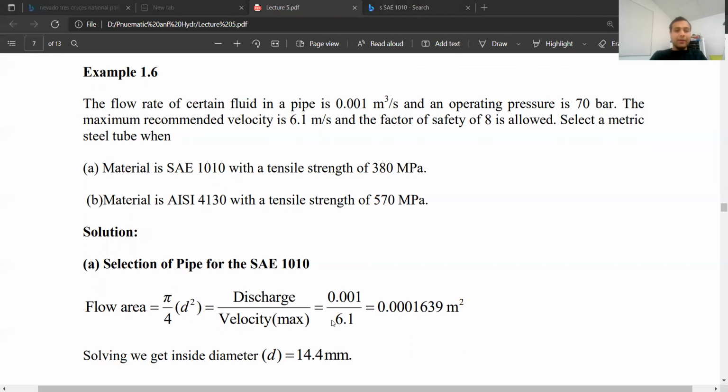We multiply that by 4. We just rearrange that one because we want to find the diameter. We multiply that by 4, divide by pi, and whatever answer you get, you square root the answer. And that will give you the diameter, the inside diameter, 14.45 millimeter.